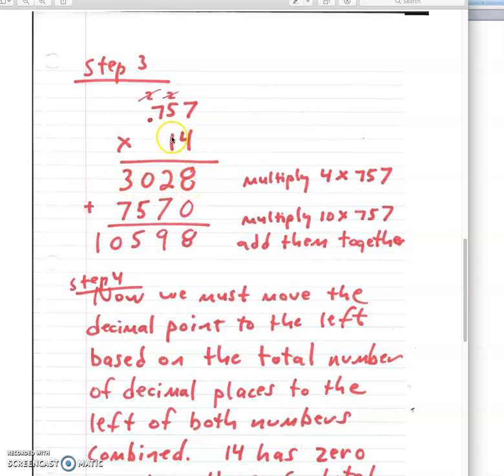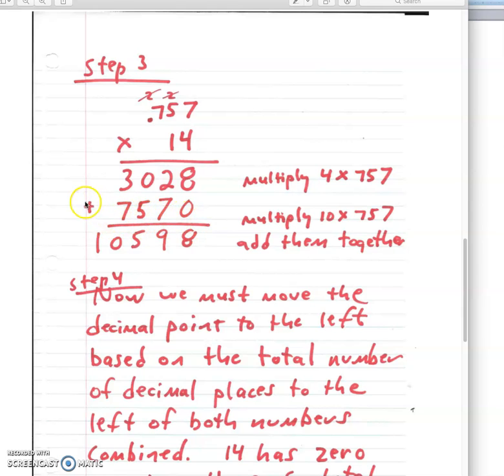Now we're going to multiply 10 by 757. So first we put a 0 here because we're going to line this up under here. So 1 times 7 is 7. 1 times 5 is 5. 1 times 7 is 7. 10 times 757 is 7,570.